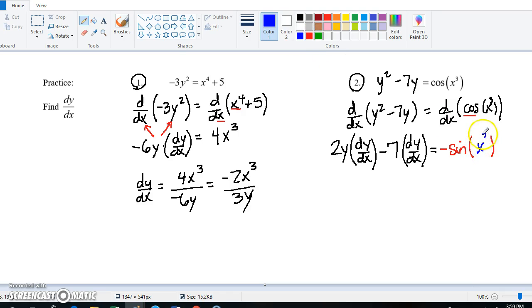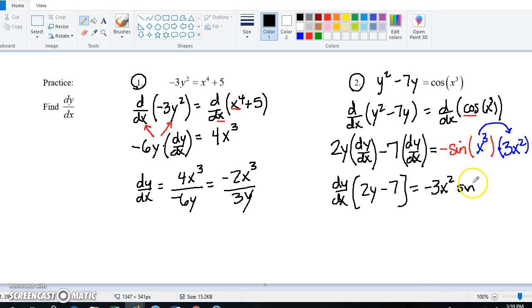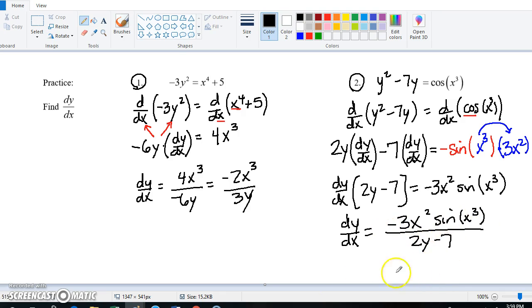Of the same something times the derivative of x cubed, which is 3x squared. We just applied the chain rule. Alright, how do we solve for dy/dx? Let's factor on the left-hand side. On the right-hand side, I'm going to bring the coefficient of 3 to the front. I'll bring that x squared as well. I'm going to divide by 2y minus 7. So I'll get negative 3x squared sine of x cubed over 2y minus 7.